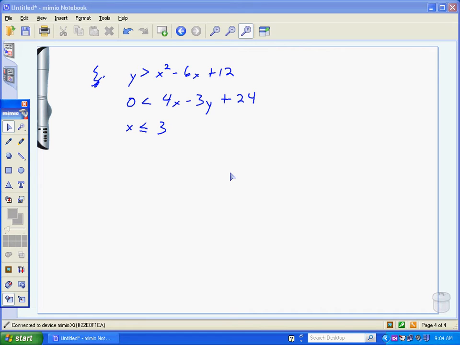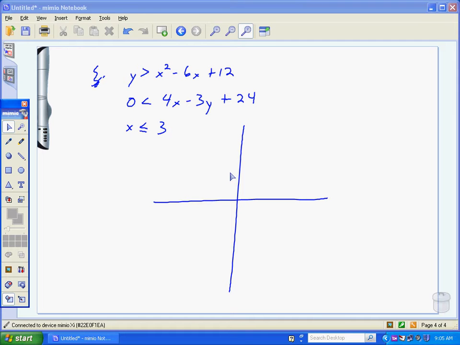Graph these. We won't do any magic here at all, but we'll just make up our own little graph here. Now, what's the first graph? What's the first equation up there? Inequality, sorry. Parabola.